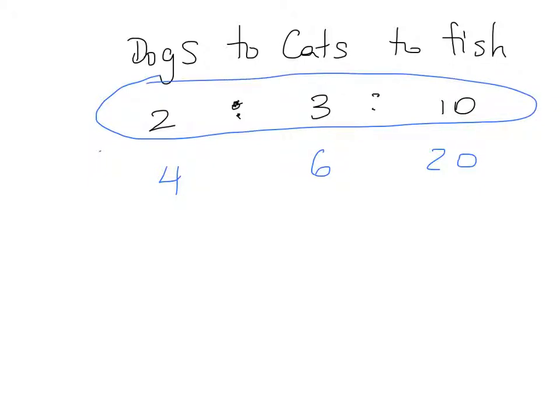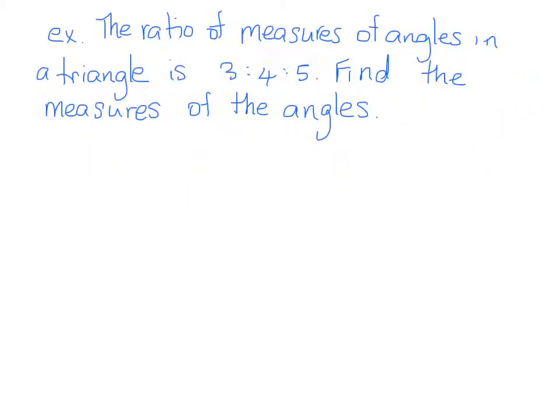Alright, now let's take a look at how this can affect geometry. Let's look at a couple of examples and work with some ratios here. Here we have an example, and we're being asked to find the measures of the angles of a triangle. We know that the ratio of these angle measures is 3 to 4 to 5. And of course it makes sense that there are 3 parts here because every triangle has 3 angles.